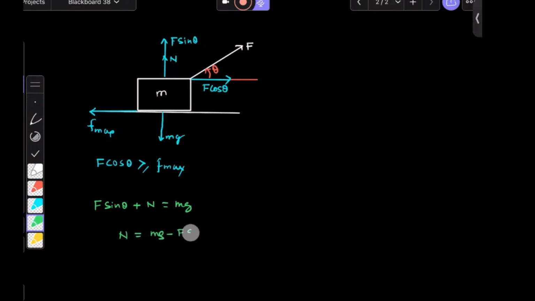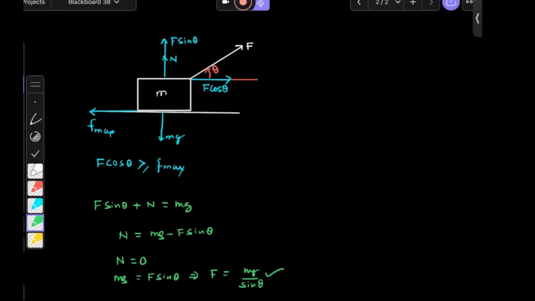Now you see, suppose I talk about when the normal contact force will become 0. Normal contact force, if I equate to 0, we have mg must be equal to F sin theta. So F is going to be equal to mg by sin theta. So here we are not applying a force which is bigger than this, or even I'll say we are applying a force which is lower than this, so that this block must not lose contact with the surface.